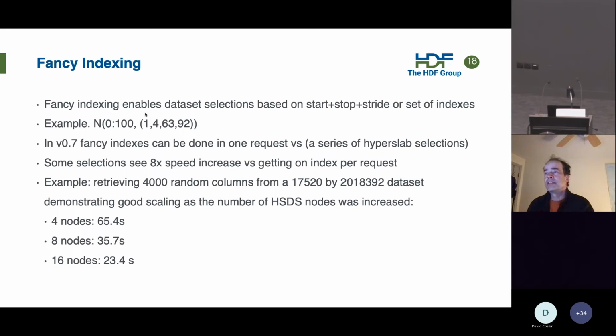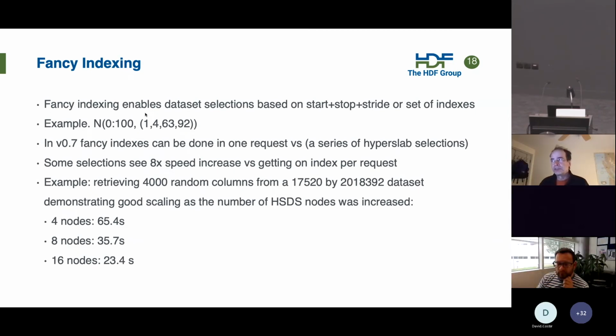Another feature we have is fancy indexing. In fancy indexing, rather than a point selection or hyperslab selection, you have a selection where you have maybe either a start plus stop plus stride on one dimension and a set of indexes on another, or a combination. For example, if I have a data set and I want, in the first dimension, the range 0 to 100, and in the second dimension, I want indices 1, 4, 63, 92.